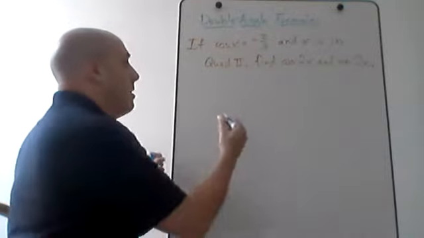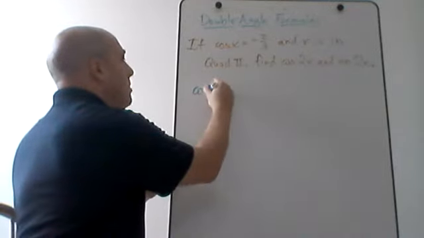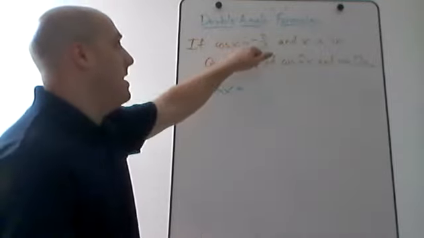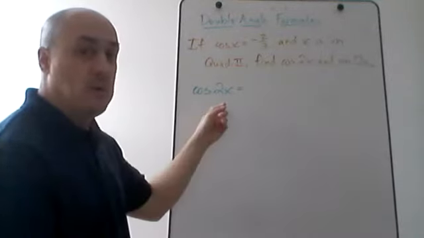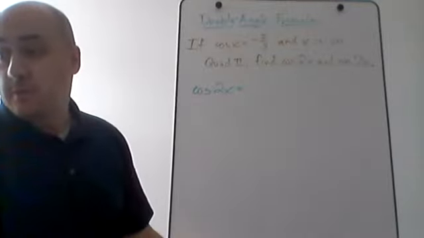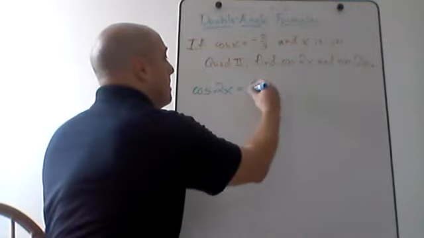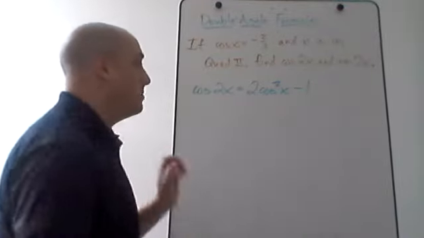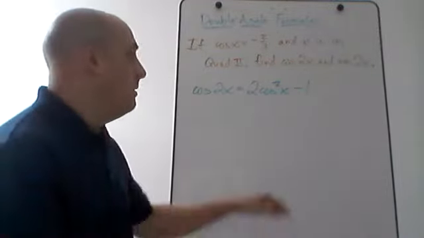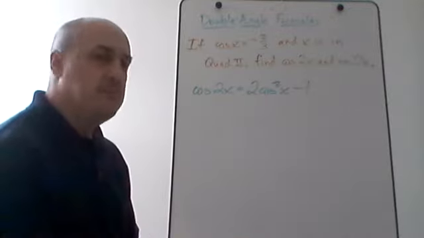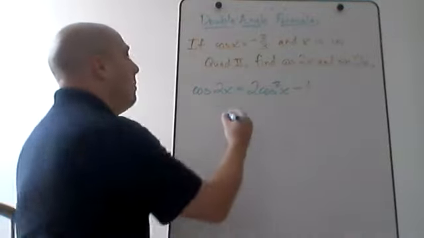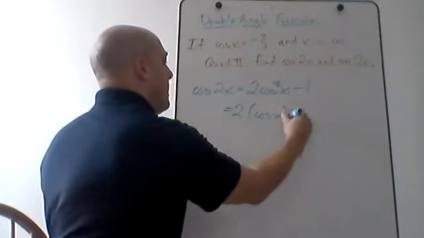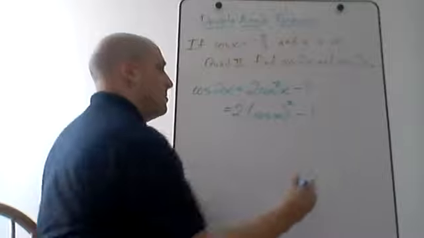If you recall from what was up here just a minute ago, there are 3 formulas for cosine 2x. Since we know what cosine x is, I'm going to use the formula for cosine 2x that involves cosine of x, which is cosine of 2x equals 2 cosine squared of x minus 1. Now, this cosine squared of x might be confusing to some people as far as what it actually means. What that means is it's going to be 2 times cosine of x squared, minus 1.